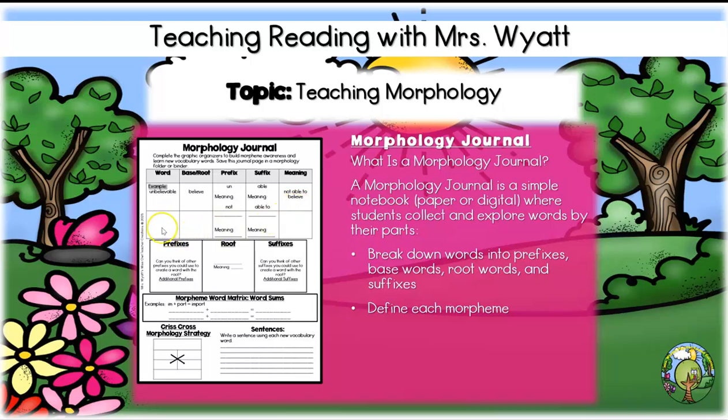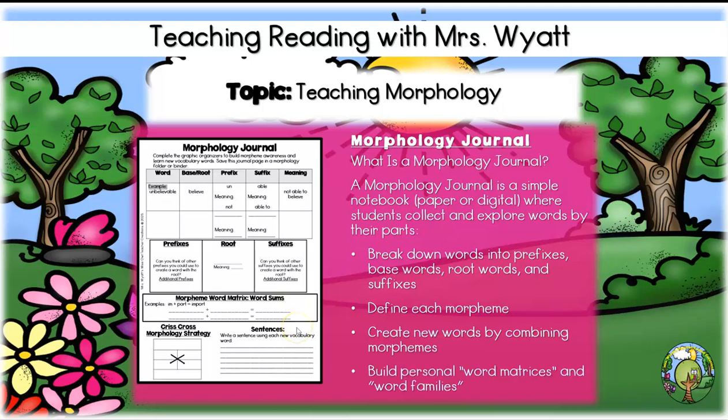And then in this section they could put the new word, and then they're going to break it down into their base or their root, prefix, suffix, and then that word meaning. And then you also can create new words by combining previously taught morphemes. So this is that word matrix that we talked about previously. And then from there, they're going to create some word sums that will create new words. And then you can use your crisscross strategy to determine the new words' meanings and then use them in sentences.